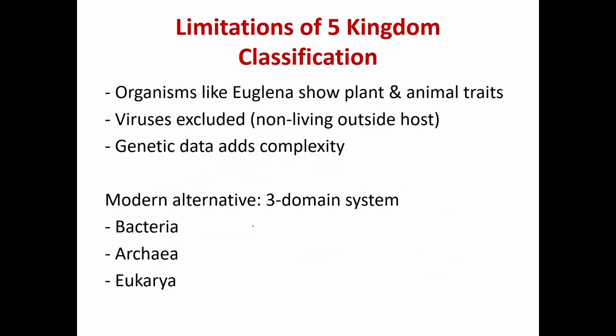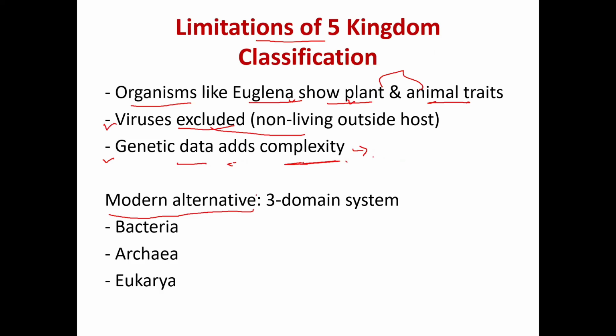What are the limitation of these five kingdoms? So some limitation like organism like euglena show plant or animal trait both. Then scientists confuse euglena fall under category of plants or animals, so it's a disadvantage. Virus, it's considered as both non-living and living, so it's excluded, not included in any kingdom. Genetic data add complexity, yes. Millions of species contain million of genetic data.